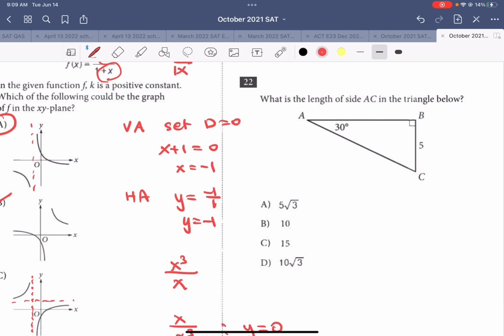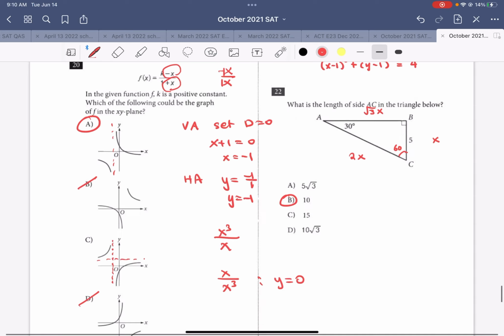Number 22, what is the length of side AC in the triangle? So this is a 30-60-90 triangle. So x, root 3 x, and this one 2x. Since the x side is 5, AC is 2 times 5, which is 10. Okay, 30-60-90.